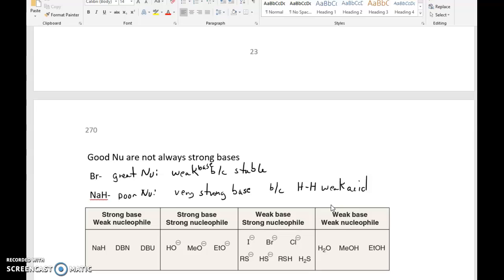So these are the general categories of reagents. We find that sodium hydride, DBN, and DBU are strong bases but weak nucleophiles. So we would expect a strong base to favor elimination.